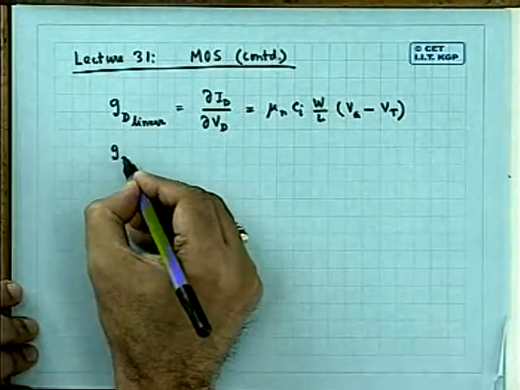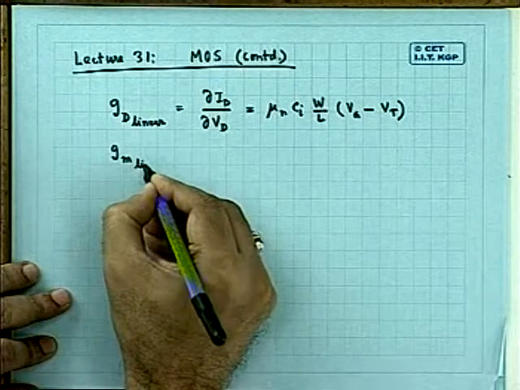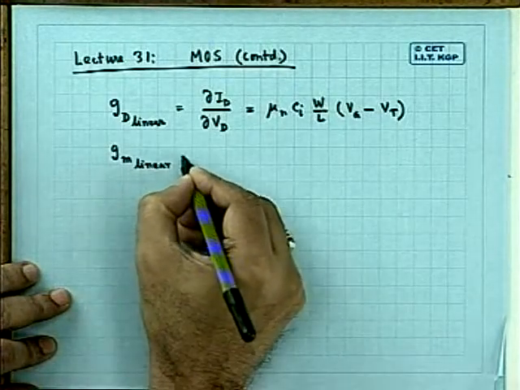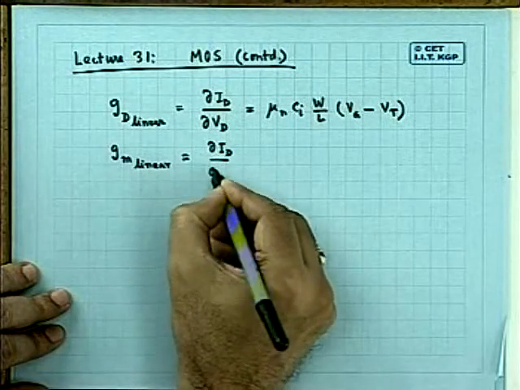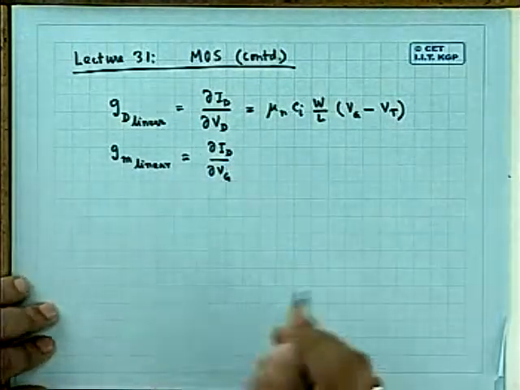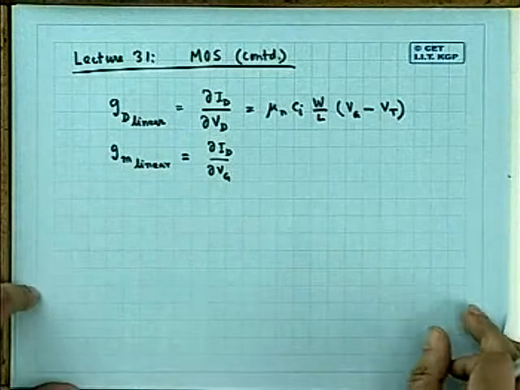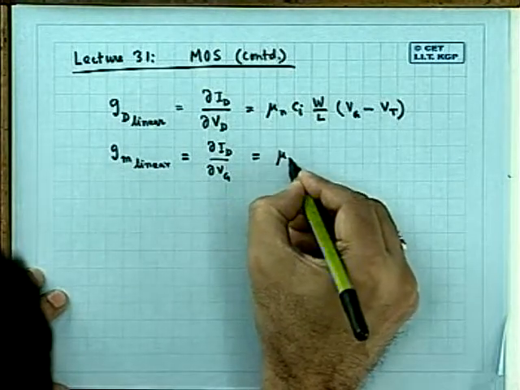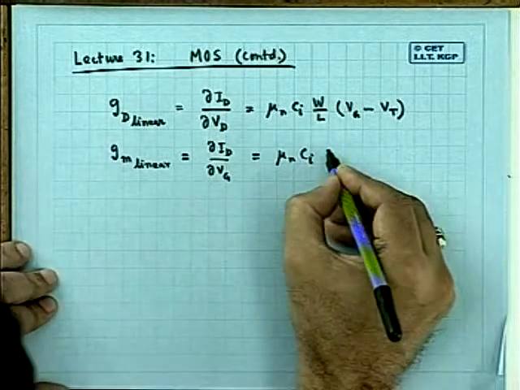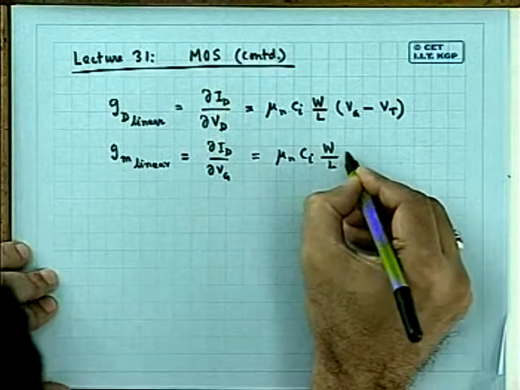Similarly, GM, the transconductance in the linear region, is equal to del ID, del Vg, means Vd constant. When I differentiate partially, means Vd constant, it is simply given by mu n Ci W by L into Vd.